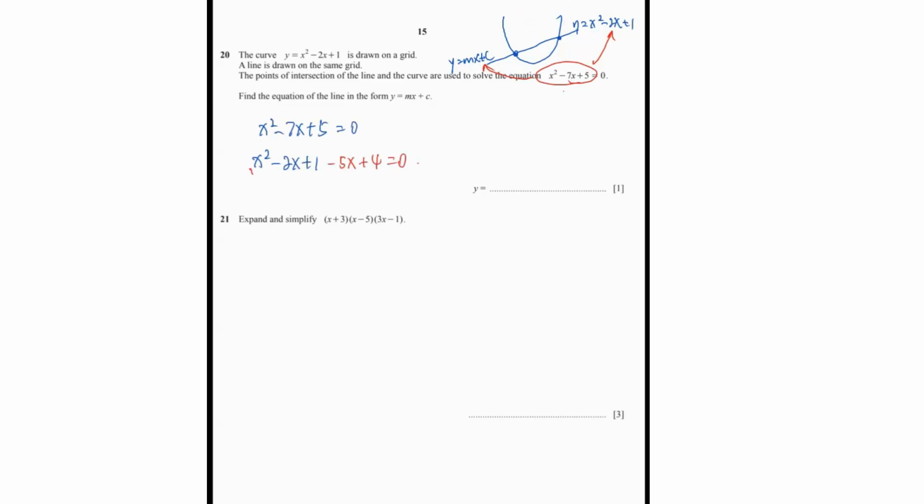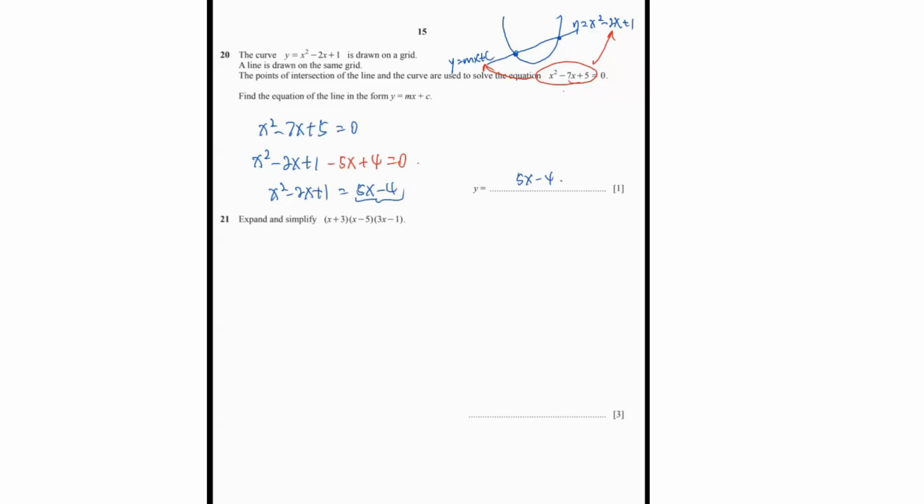So this is the equation of the curve that I already have. Then I move the red color portion to the other side: x squared minus 2x plus 1 equals 5x minus 4. So this is the line that I need to add. So my straight line is 5x minus 4. Okay, this one is only 1 mark, because either you know or you don't know, it's a concept question.